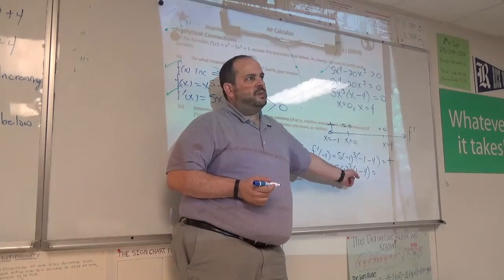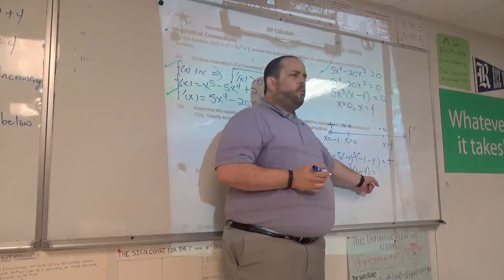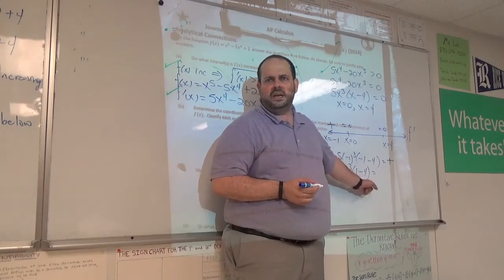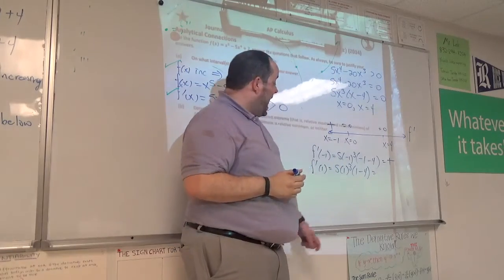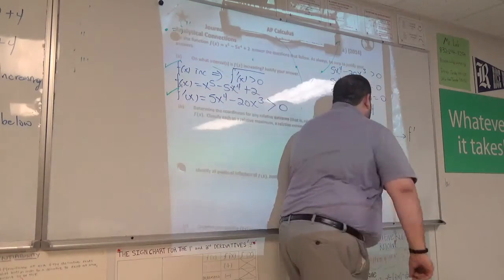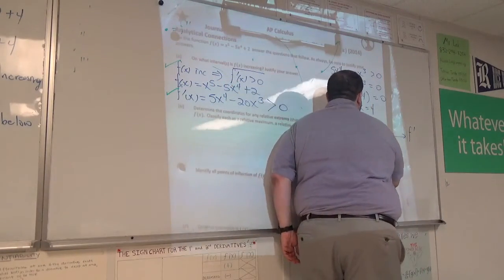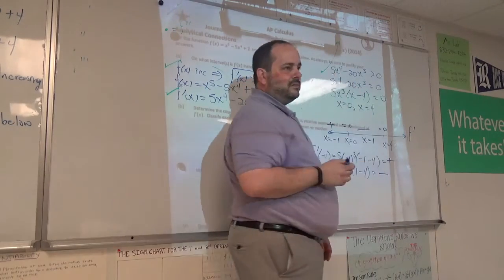5 times 1 cubed, that's 5. 1 minus 4 is -3. Don't even care about the -3, right? What do I care about? I care about the sign. So f prime of 1 is negative. X equals 1 is my test value, and I got a negative.